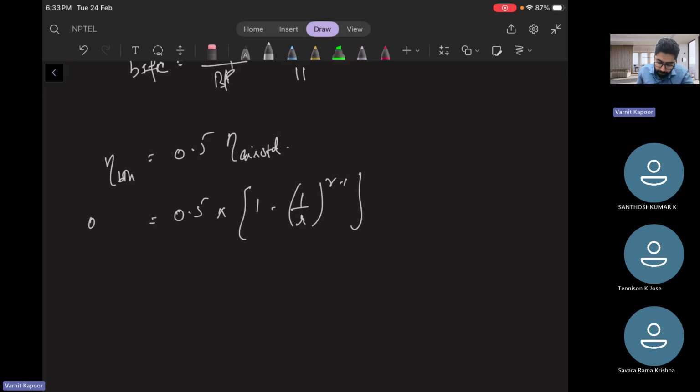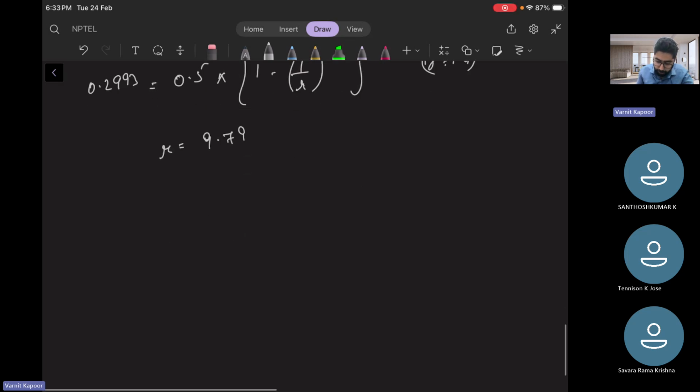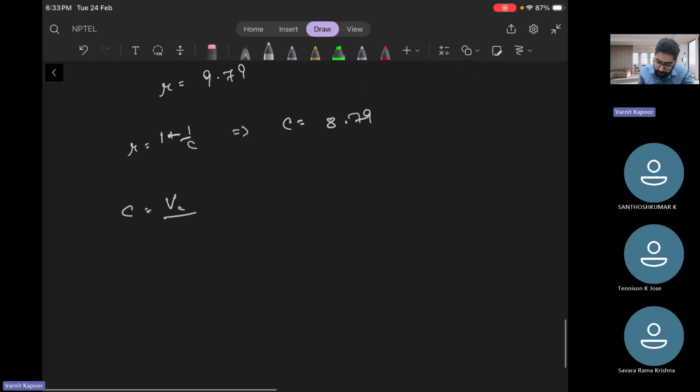What is the brake thermal efficiency? You have calculated 0.2993, 29.93%. And gamma, you know, is 1.4. From here, r will come out to be 9.79. And you know that r is equal to 1 plus 1 by c. So from here, c will come out to be 8.79. And c is nothing but Vc by V swept. So c is Vc by V swept, that is 1 by 8.79.